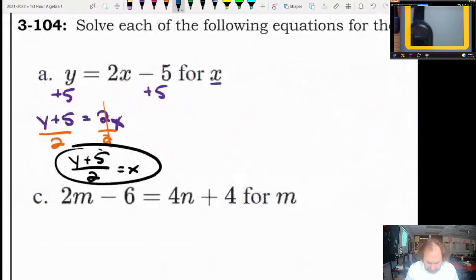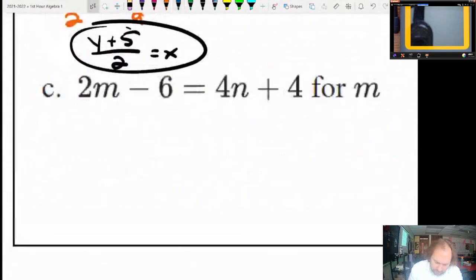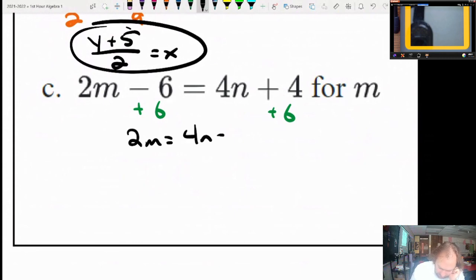Question C is going to ask us to solve this equation for m. So that's going to be a little more complicated, but it's still the same idea. We're going to start by adding 6 to both sides. I guess the only difference is that now 6 has something to combine with on the other side. So you'll have 2m equals 4n plus 10.